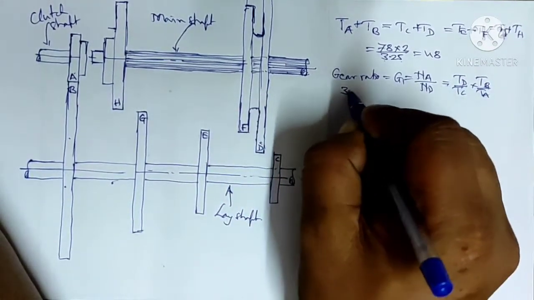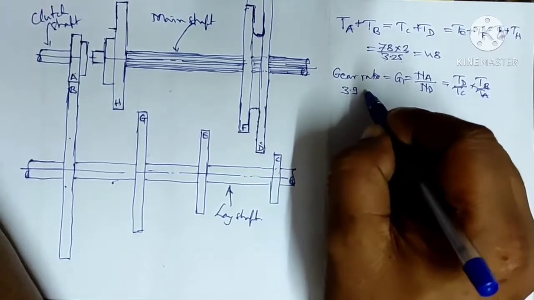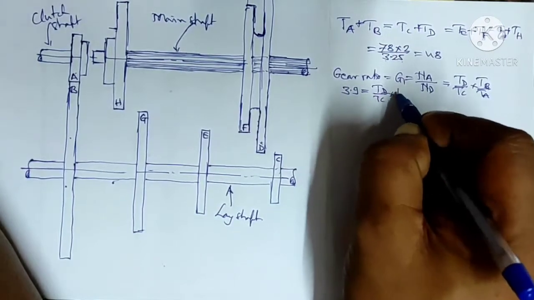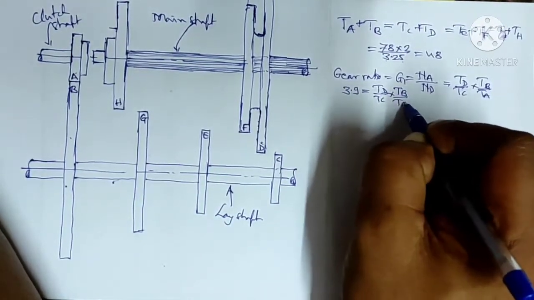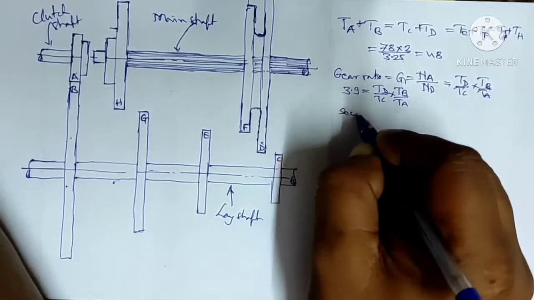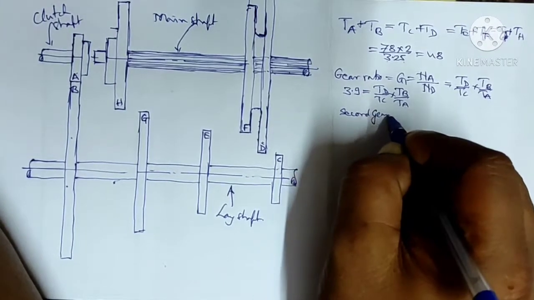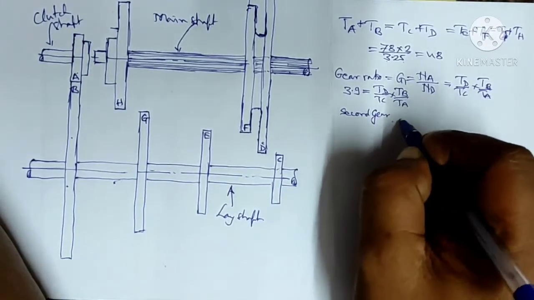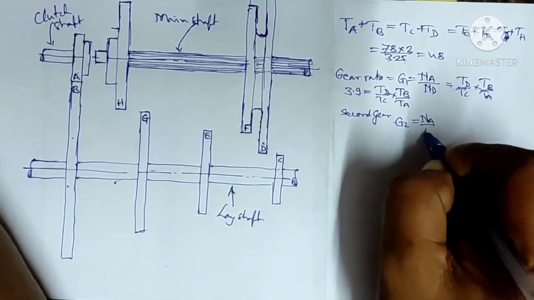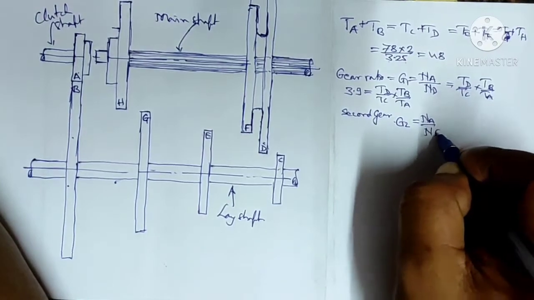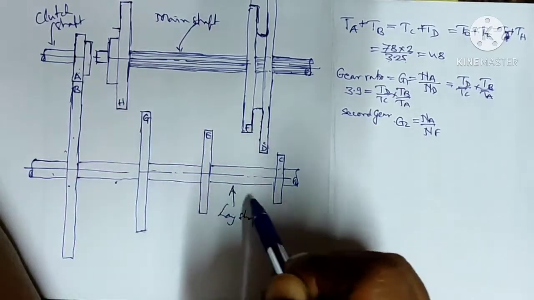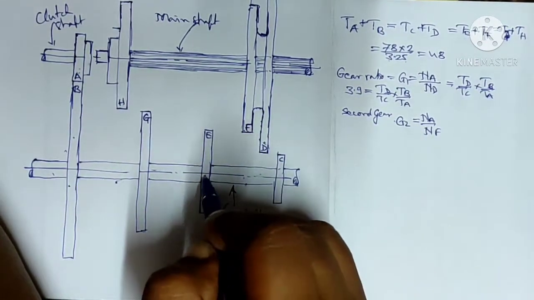And here we have, given that the gear ratio is 3.9, so 3.9 equals TD into TC into TB upon TA. Similarly, for the second gear, if we consider, G2 will be equal to NA upon NF, NA upon NF, A to B, B to lay shaft to E, E to F.